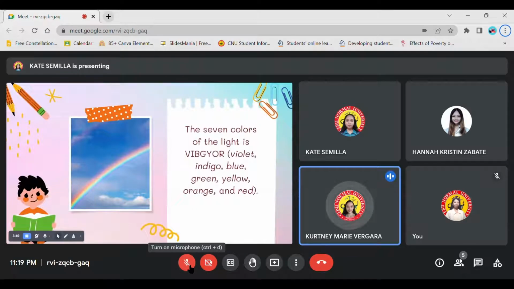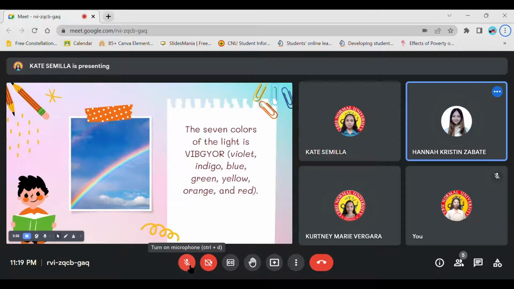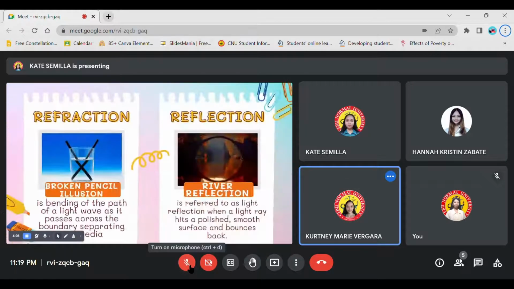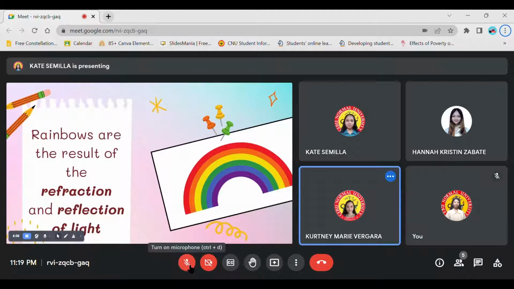There are seven colors of the rainbow, and these are the VIBGYOR, and this stands for violet, indigo, blue, green, yellow, orange, and red. One of nature's most splendid masterpieces is the rainbow. Rainbows are the result of the refraction and reflection of light.